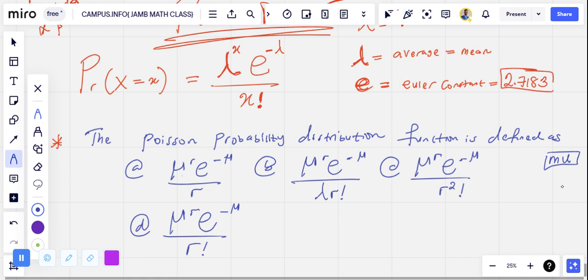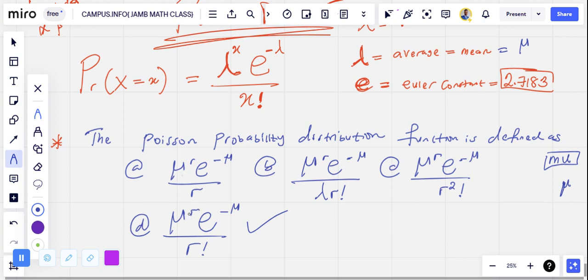And we always write it as, you write U first, then you just give it an extra vertical line. Do you understand? Mu. So this mu here is also known as average, or you call it mean. It's the same thing. So that makes it option D. Option D is correct.